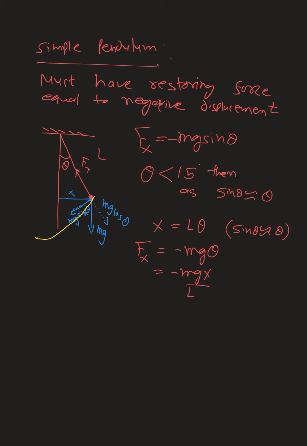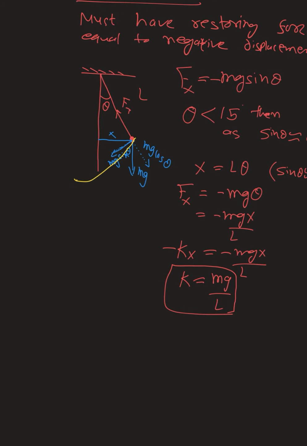Now f of x for any scenario, if we learn in our spring constant, f of x is just negative kx, which equals negative mgx over L. So for the simple pendulum, like in a spring we have spring constant k, for the simple pendulum the constant k is k equals mg over L. Now you say, Mr. Shah, why and how is this helpful?